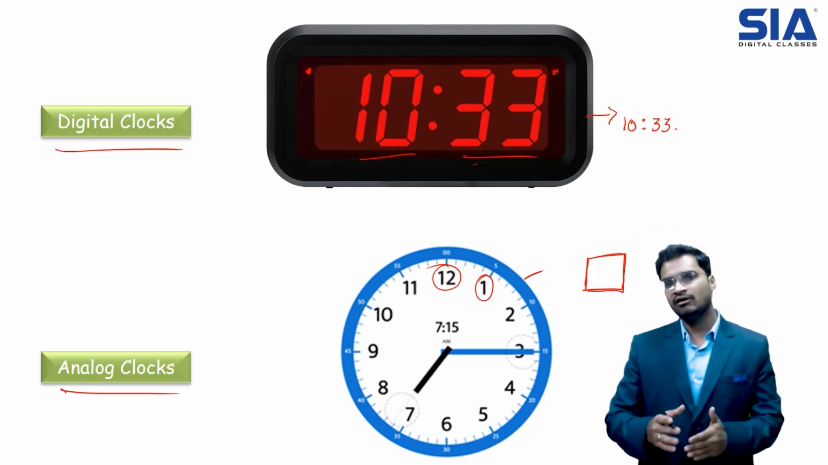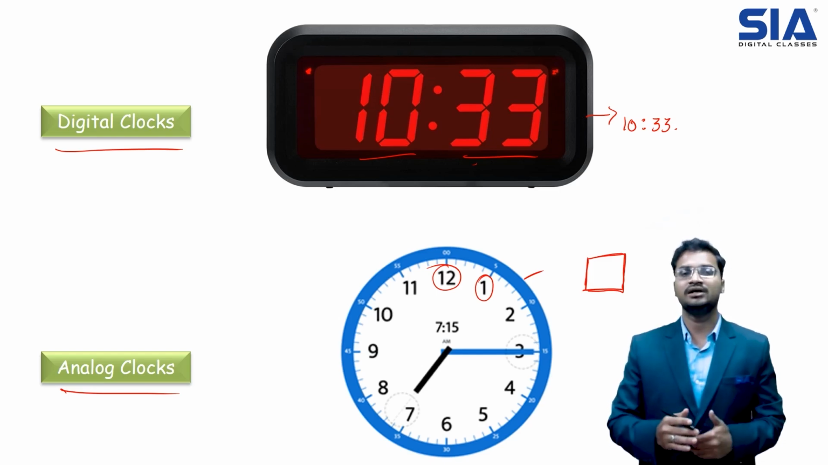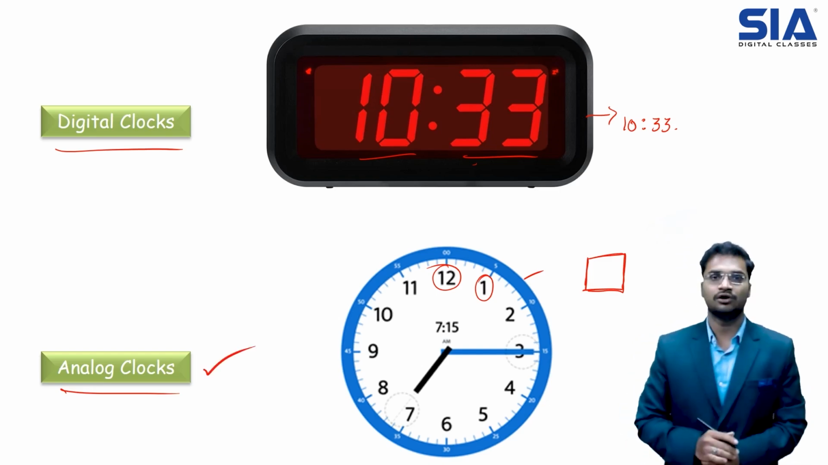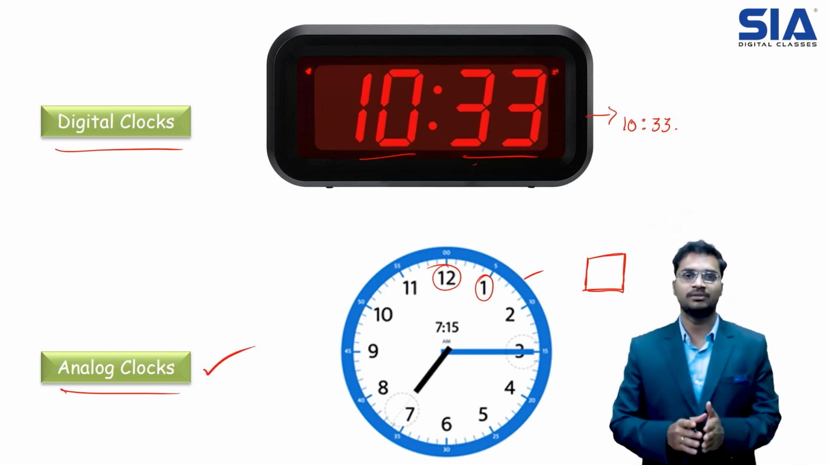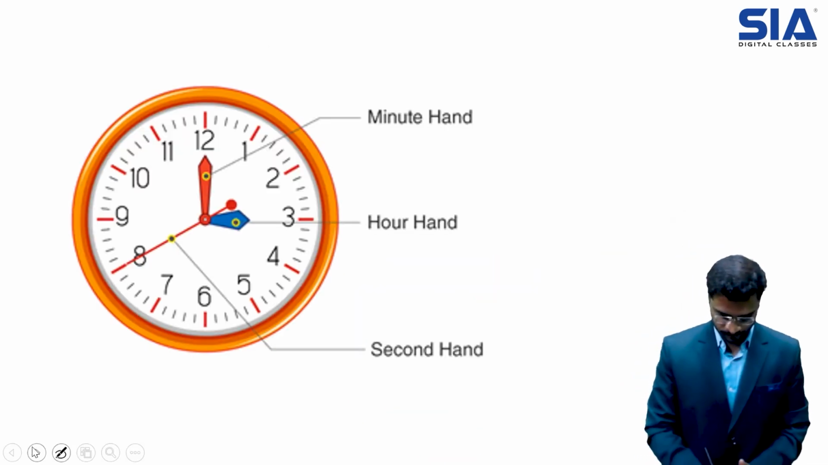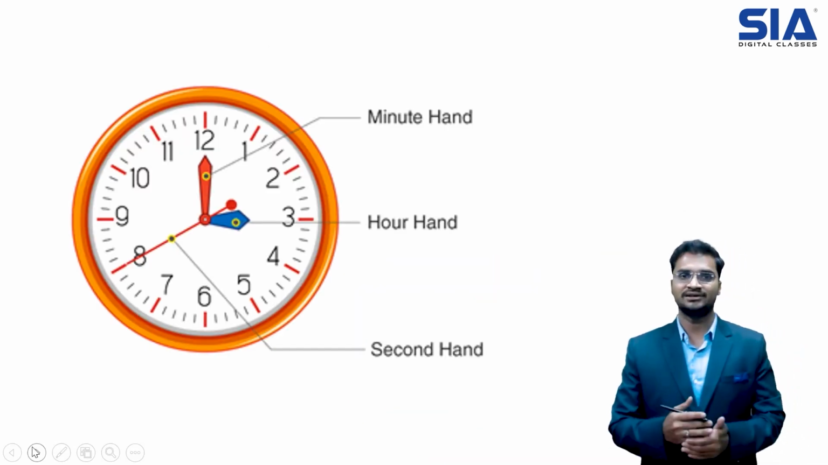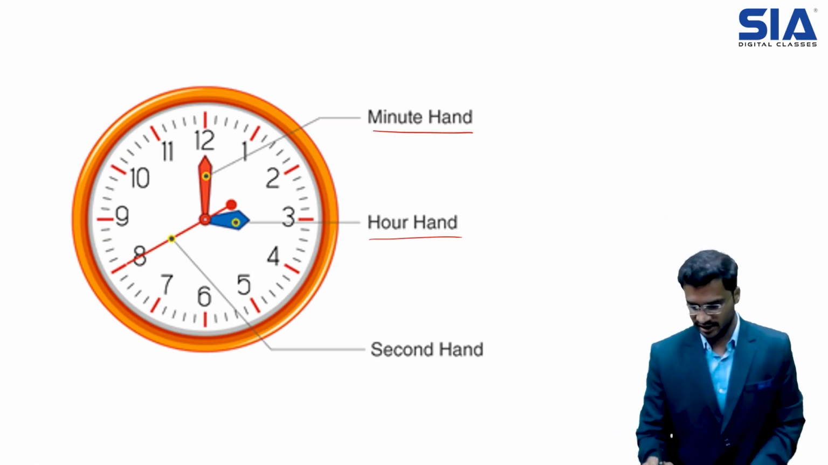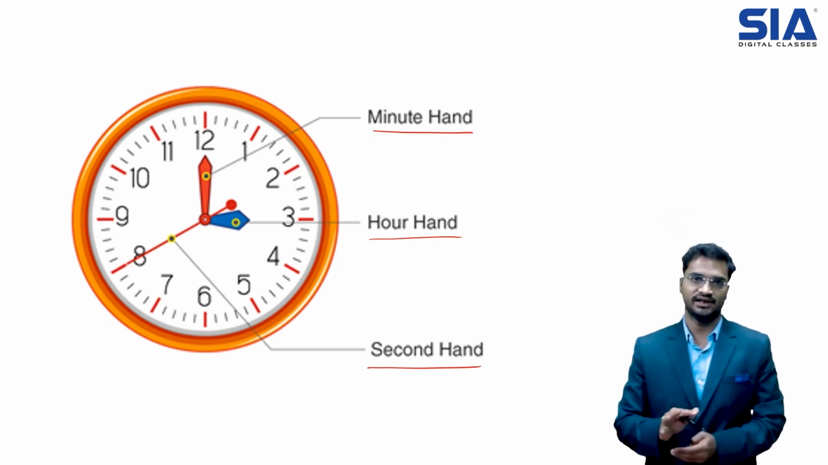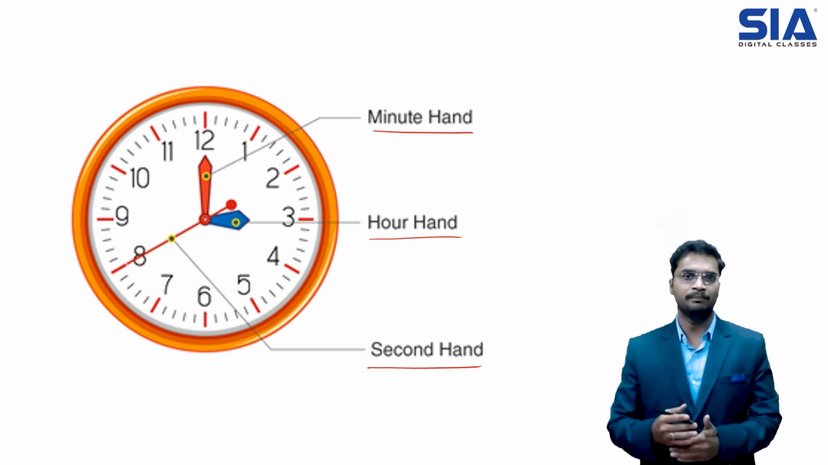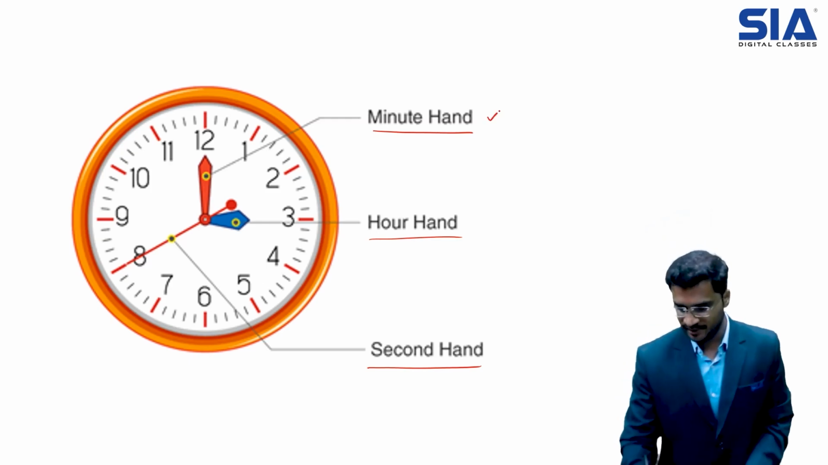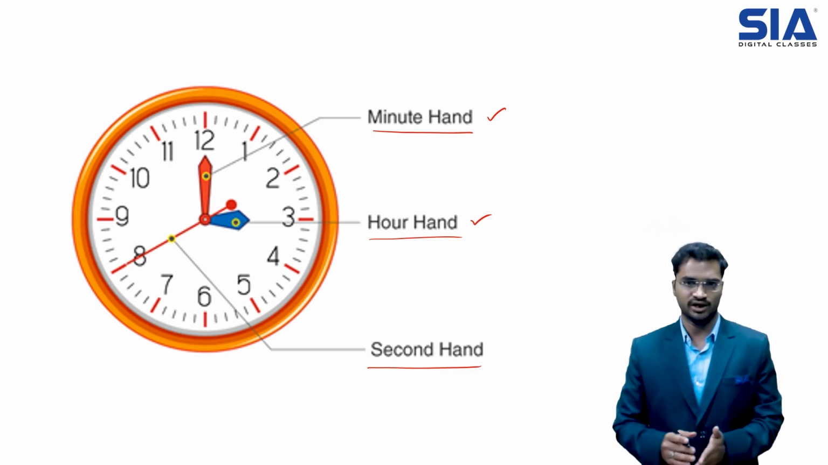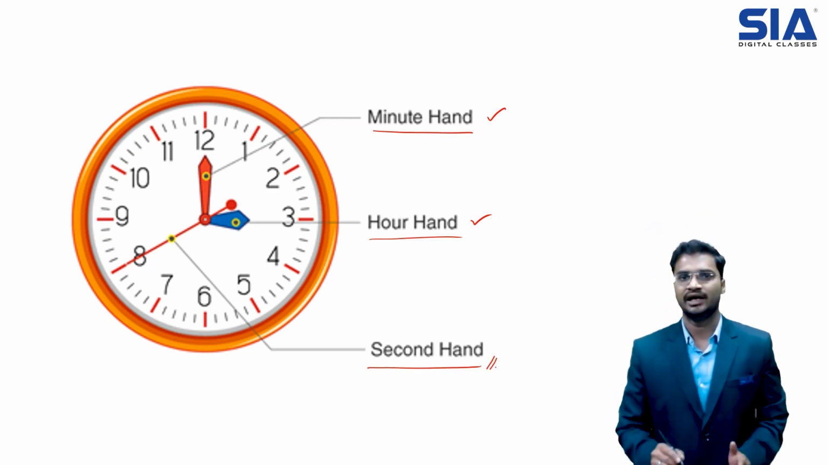So in our exam, questions on clocks are based on which clock? They are based on the analog clock. So questions will be coming from our analog clock. Let us see, in an analog clock, how many hands are there? There are particularly 3 hands: the minutes hand, hours hand, and seconds hand. We give importance to the minutes hand and hours hand. We consider both of these hands as important, and the seconds hand is neglected.